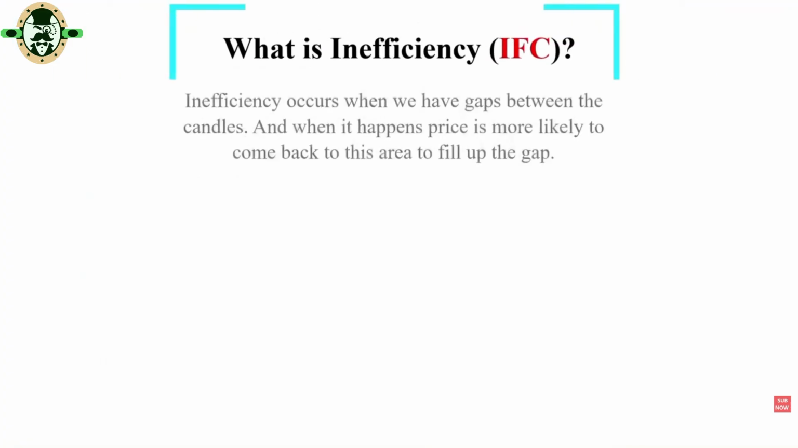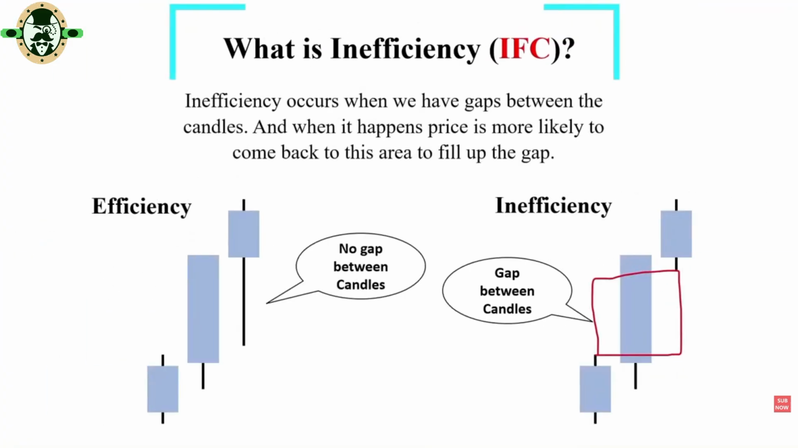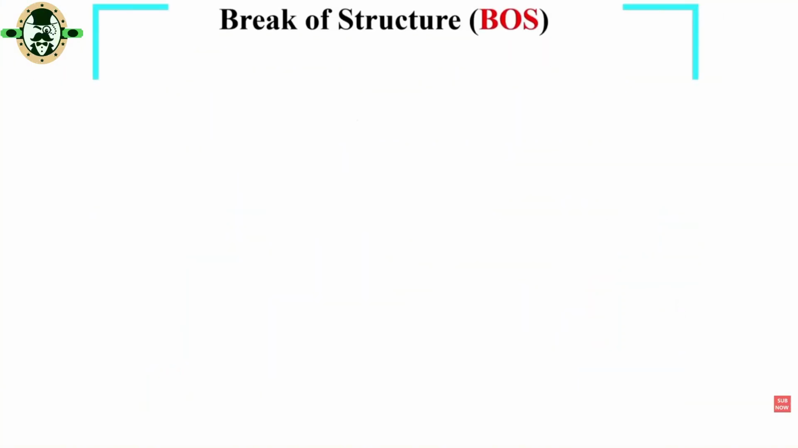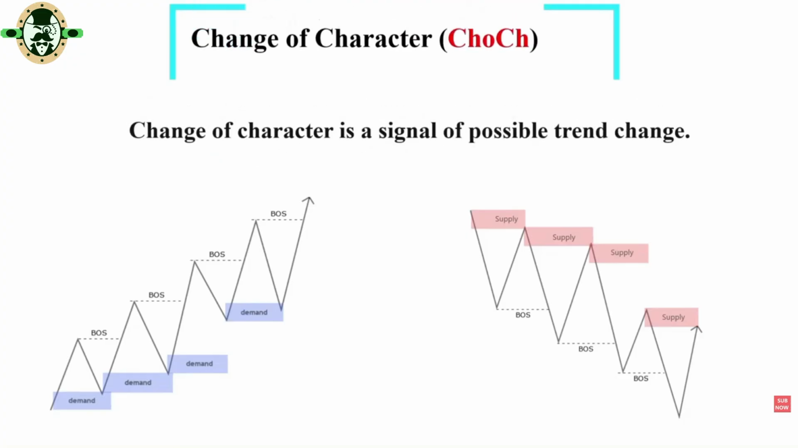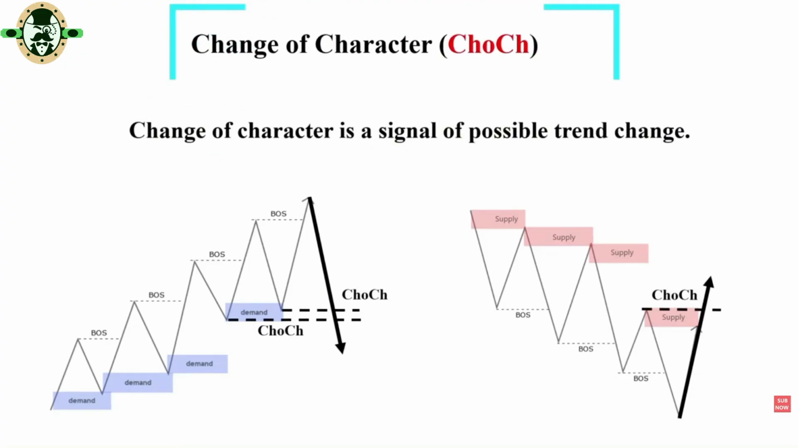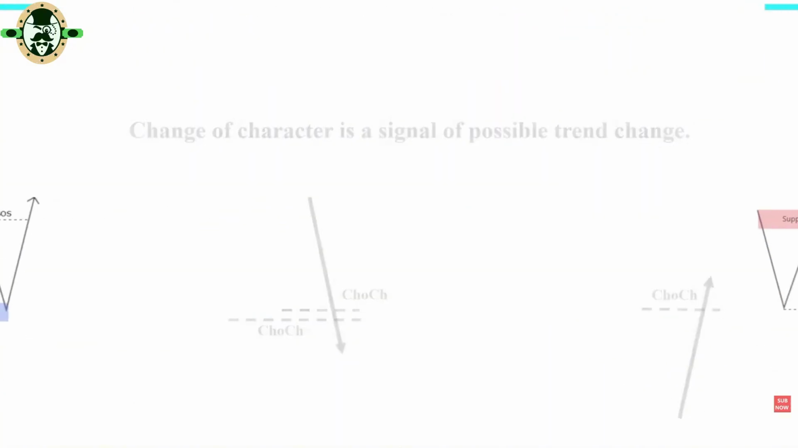Inefficiency occurs when there are gaps between candles. When this happens, price is more likely to come back and fill the gap. A break of structure is formed during trend continuation. Every time price breaks a structure level in the same trend direction, it signals continuation. On the contrary, when price breaks a structure level in the opposite direction, we call this a change of character. This signals a possible trend reversal.